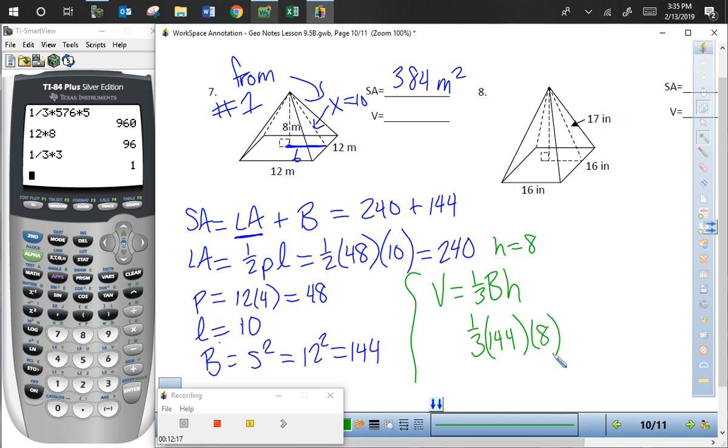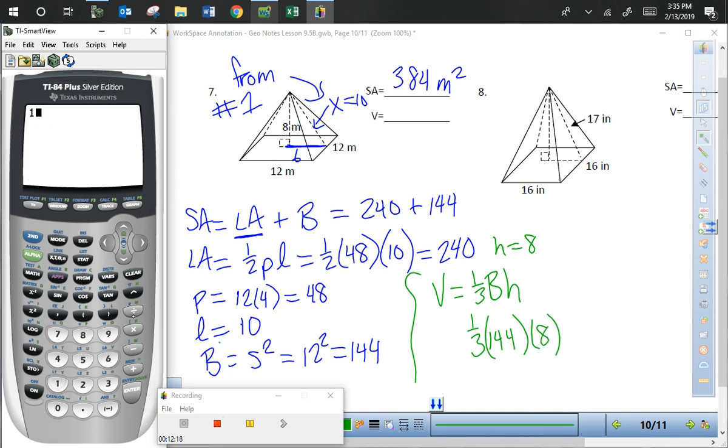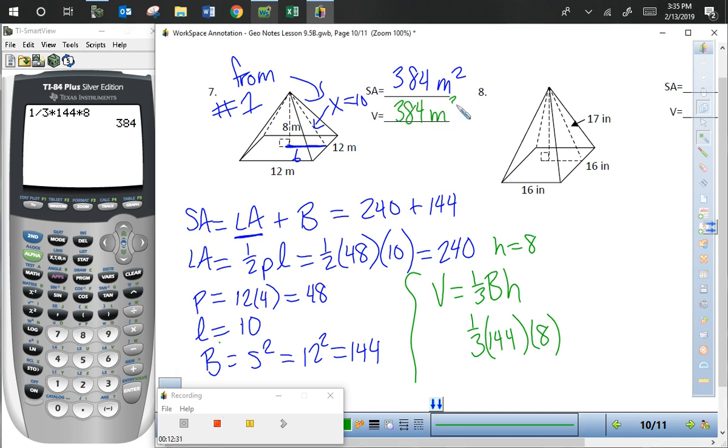And then we'll go ahead and plug it in. So 1/3 times 144 times 8, and we get 384 meters cubed. Alright, so you'll notice in this case something weird kind of happened. We got the same surface area as we did the volume, and sometimes that happens. I want you at this point to pause the video and try doing both the surface area and the volume for the next one. Set it up like we did on number 7 here. Find all the variables you need and then substitute them in for the formulas.